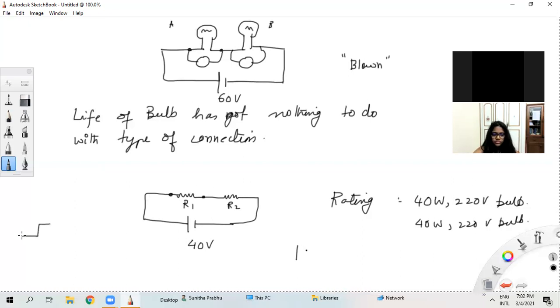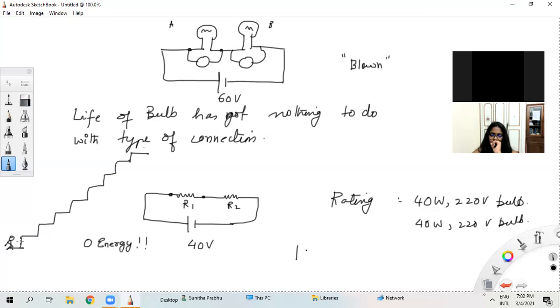Supposing you are climbing a series of steps. There's a small boy. He has to go from here, climb the series of steps, and reach here. Assume that this boy is fully tired, with zero energy now. Totally zero energy. Only when he drinks something, let's say he needs Horlicks. He has one glass of Horlicks, then he can climb from here and reach here.